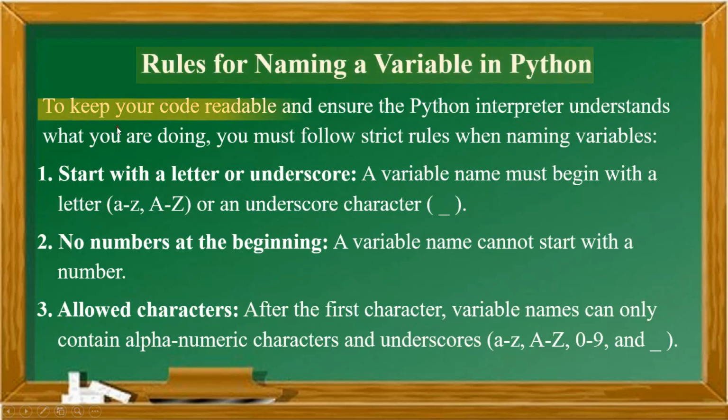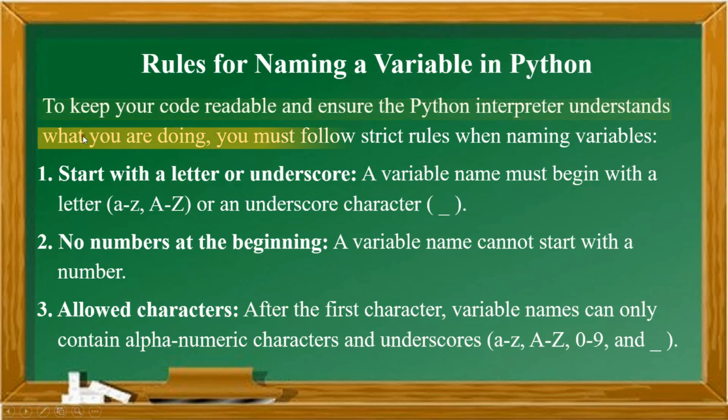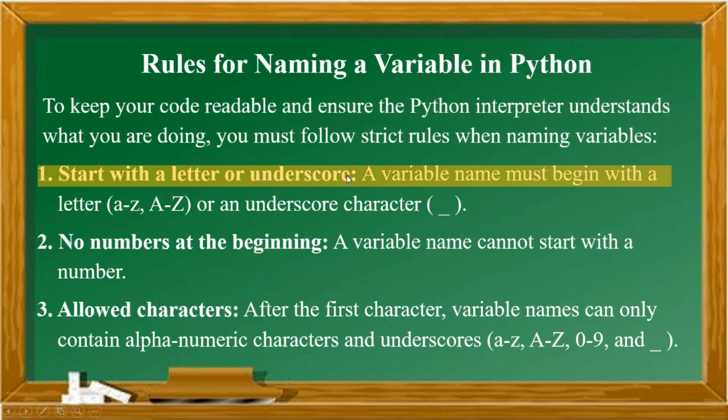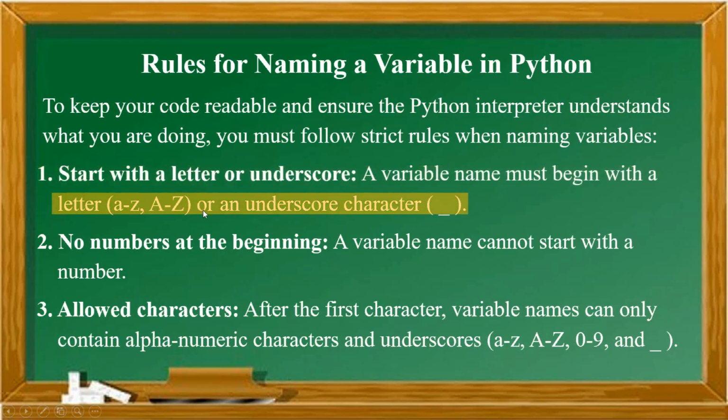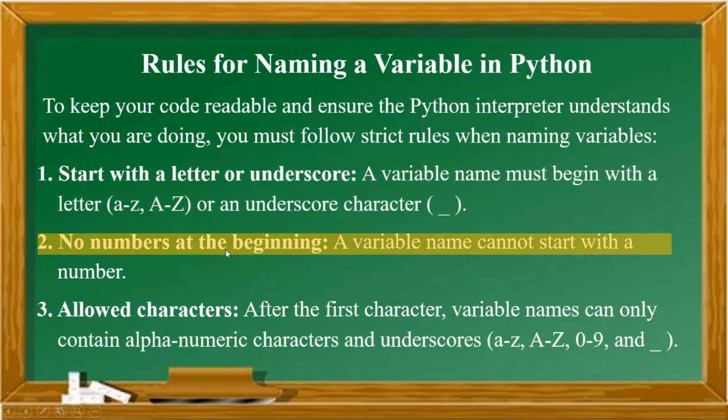To keep your code readable and ensure the Python interpreter understands what you are doing, you must follow strict rules when naming variables. 1. Start with a letter or underscore. A variable name must begin with a letter, lowercase a to z, uppercase A to Z, or an underscore character. 2. No numbers at the beginning. A variable name cannot start with a number.